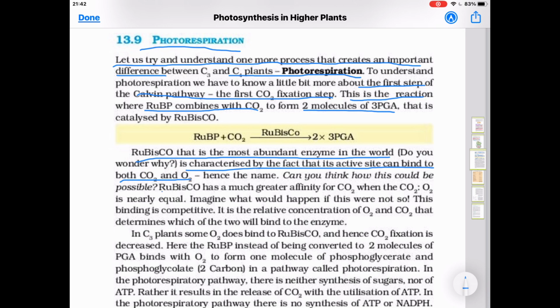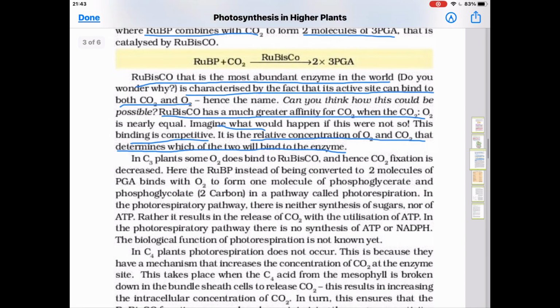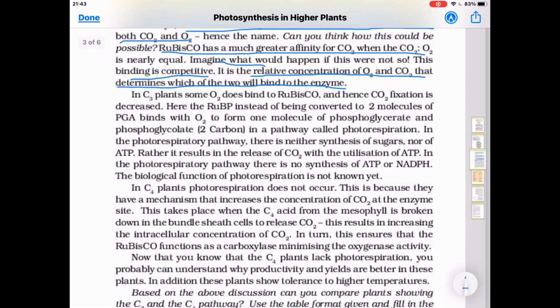Rubisco has a much greater affinity for carbon dioxide than for oxygen. Imagine what would happen if this were not so. This binding is competitive. It is the relative concentration of oxygen and carbon dioxide that determines which of the two will bind to the enzyme. If the concentration of carbon dioxide is more, then carbon dioxide will combine with RUBP. And if the concentration of oxygen is more, then RUBP will combine with oxygen. In C4 plants, photorespiration does not occur.